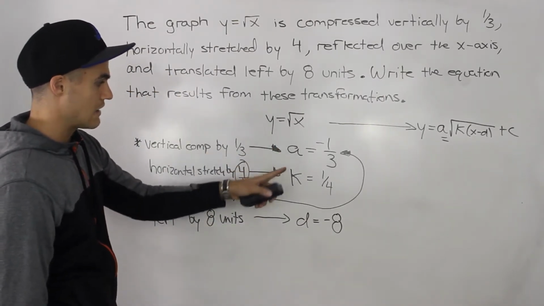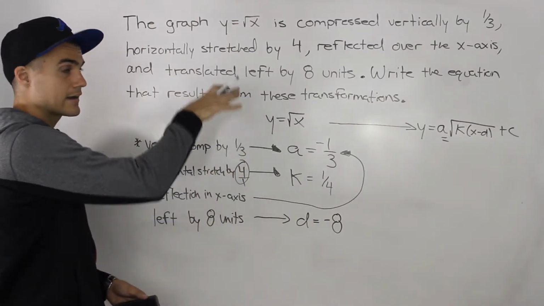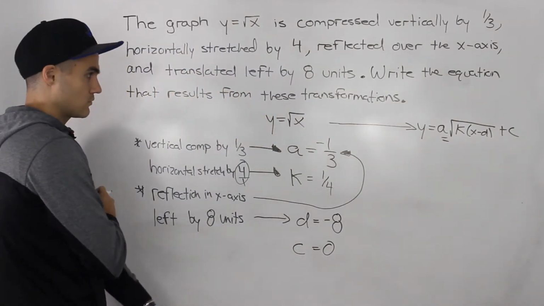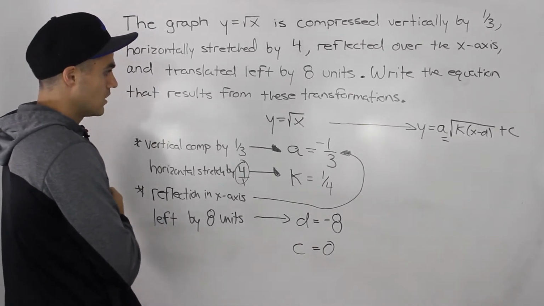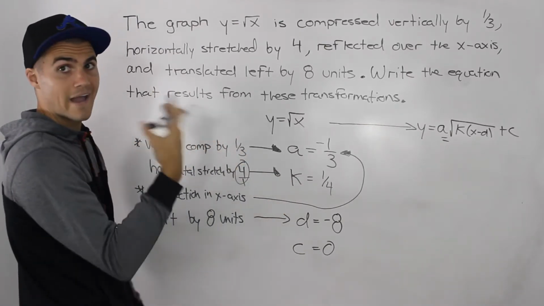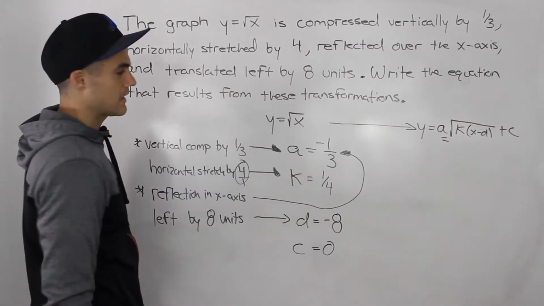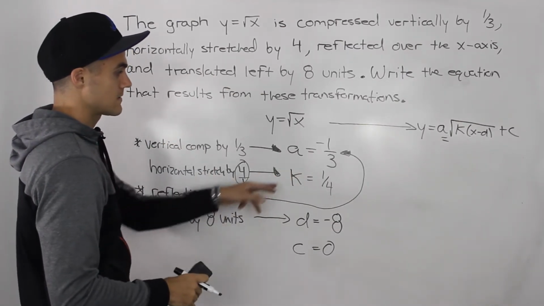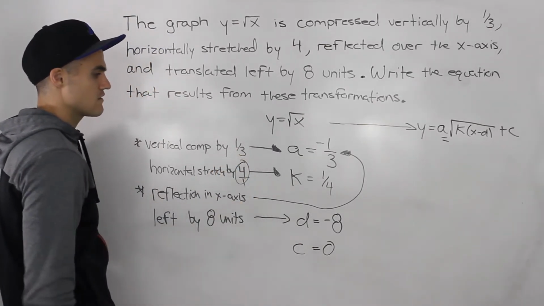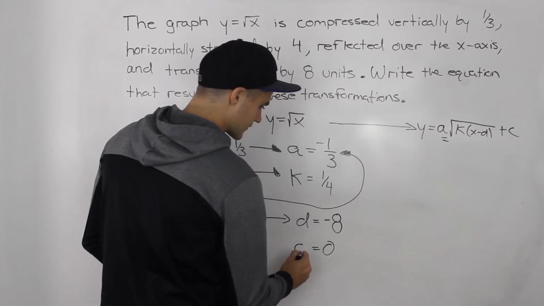So we have our a value, k value, and d value. Notice there is no c value. The function hasn't been translated up or down. So we know our c value is 0, and we don't even have to worry about it. One thing I also want to mention about the k value: if there was a reflection over the y-axis in this list, then this k value would be negative. But because there's no reflection in the y-axis, the k value stays positive as 1 over 4, which is the reciprocal of the factor. So let's keep that c value 0.